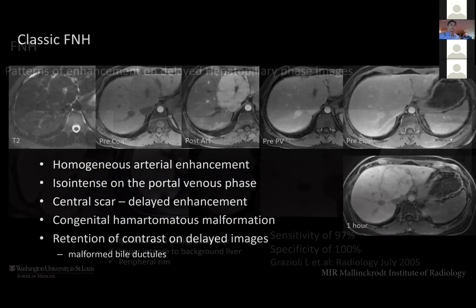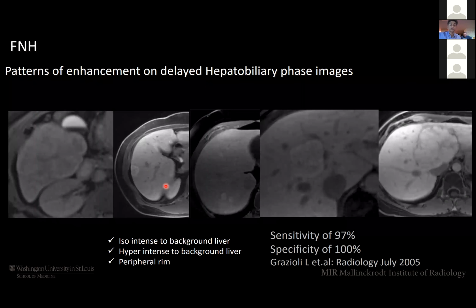Okay. What about the patterns of enhancement on hepatobiliary phase imaging for focal nodular hyperplasia? There are 3 patterns of enhancement you have to keep in mind. One is the lesion can become completely isointense to the background. You see that in the pre-contrast images. You come to the post-contrast images, the lesion becomes isointense to the background and it disappears into the background liver parenchyma.